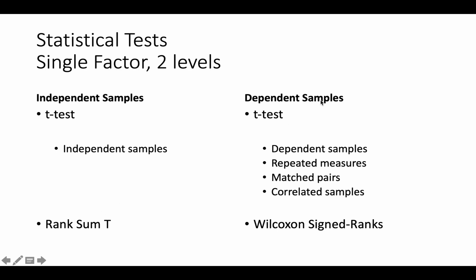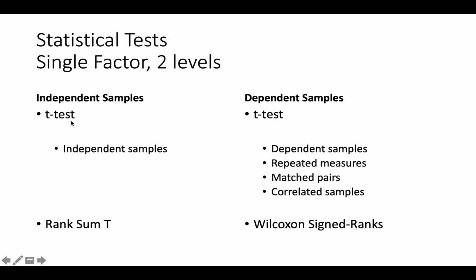When we have dependent samples, we're going to do a t-test for dependent samples, or repeated measures, or matched pairs, or correlated samples. They're called a lot of different things. We can do a Wilcoxon signed ranks test, which is the non-parametric alternative for a dependent sample single factor two-level design. Now, I went through why you might use one over the other.